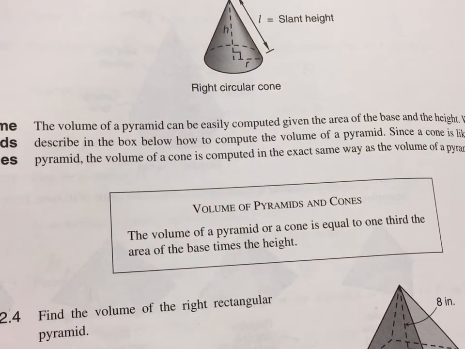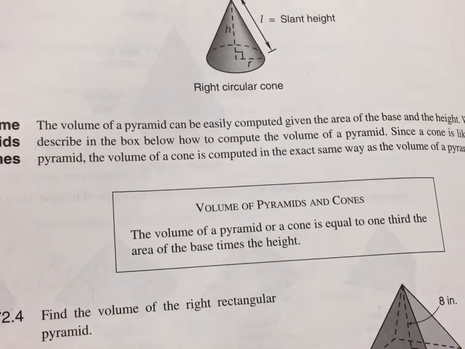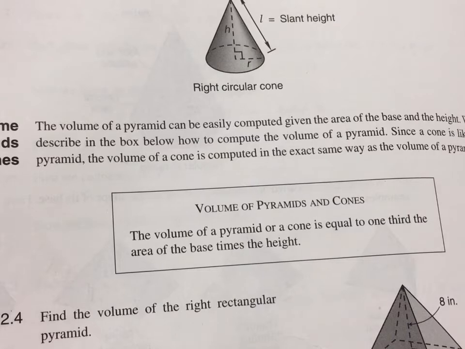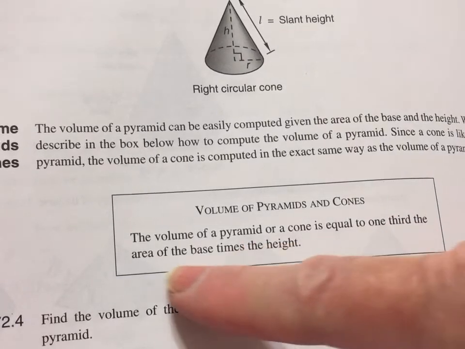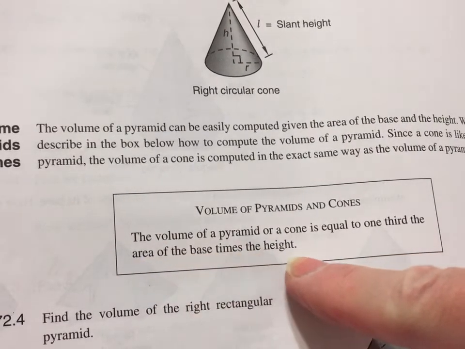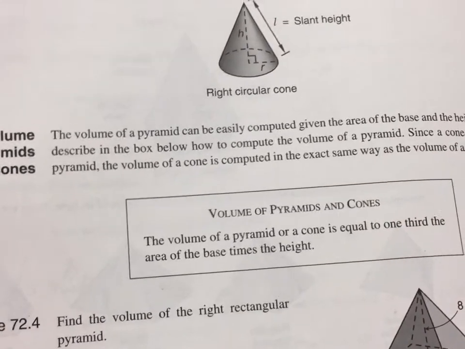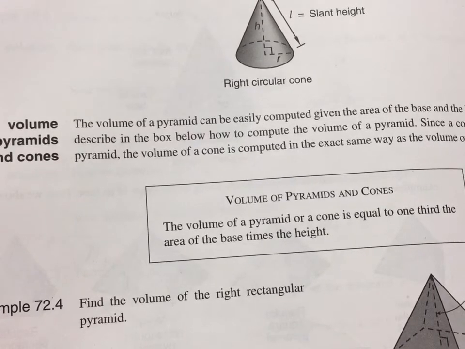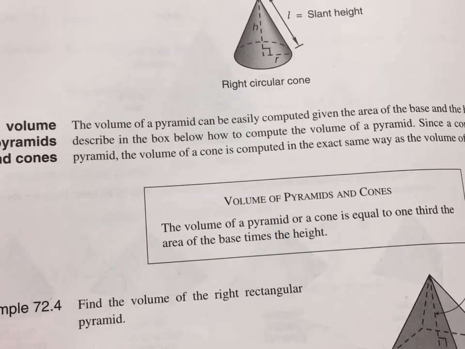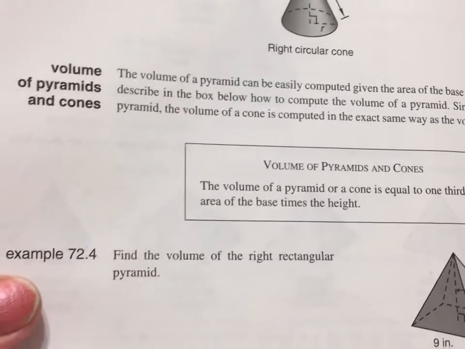Now remember, the volume of something like a rectangular solid that goes straight up is area of the base times the height. But now it's going to be the area of the base times the height times 1/3. And that's all we have to do extra for a pyramid or a cone, is take 1/3 of the area of the base times the height. And that's it. So let's look at the first one.